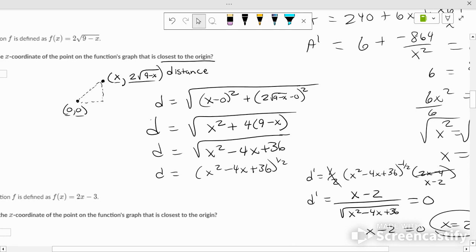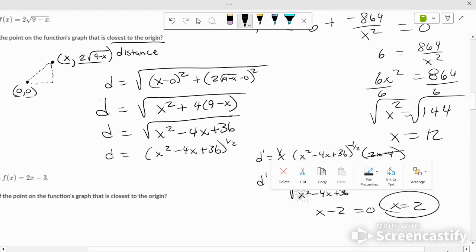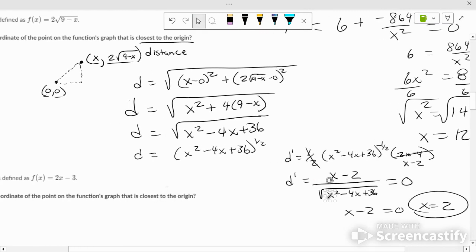Because 2 would give you the point 2 square root of 7. Okay? 1 would give you the point 2 square root of 8, which is slightly bigger. Closer this way, but taller that way. So it works out to be this. Okay? Kind of interesting.